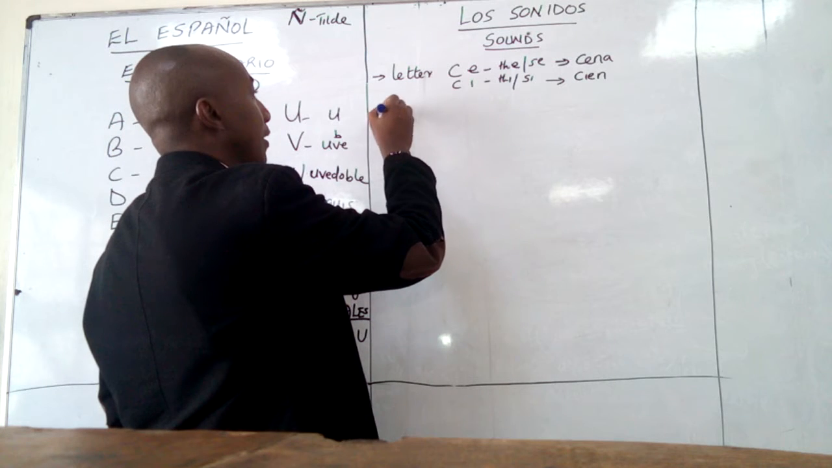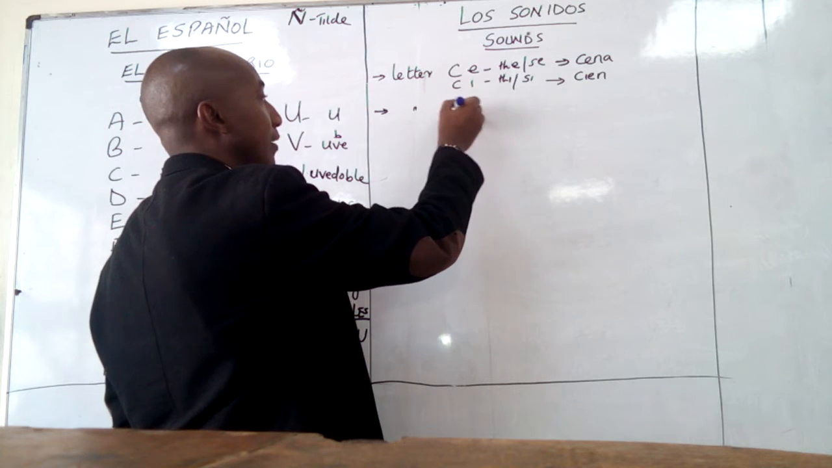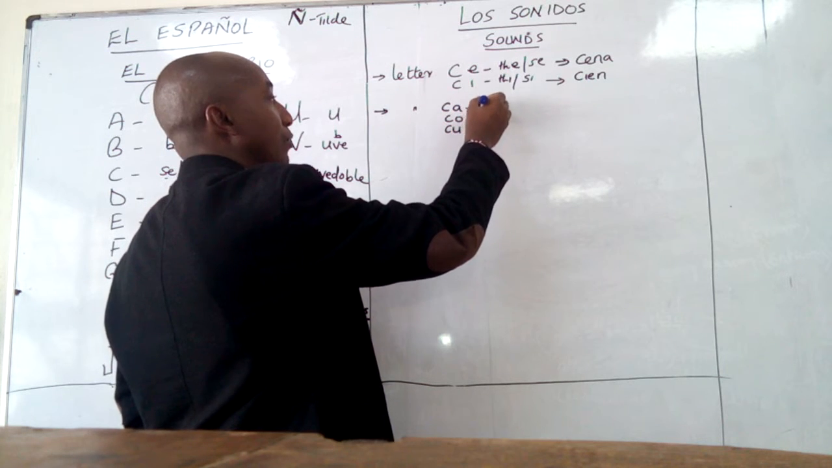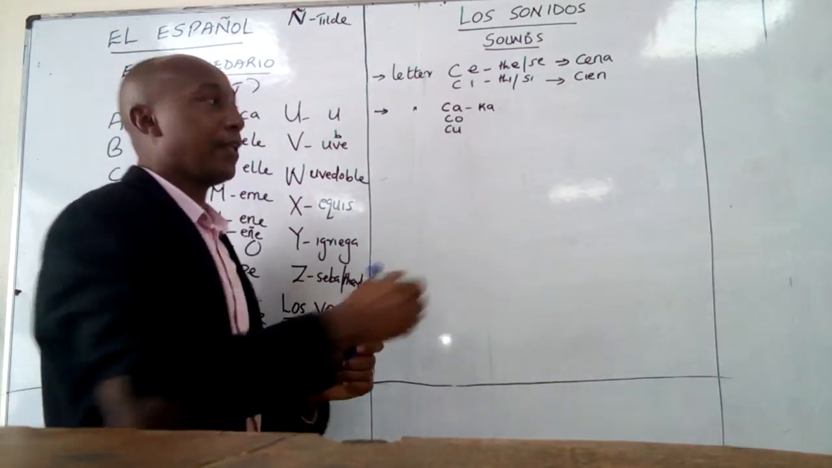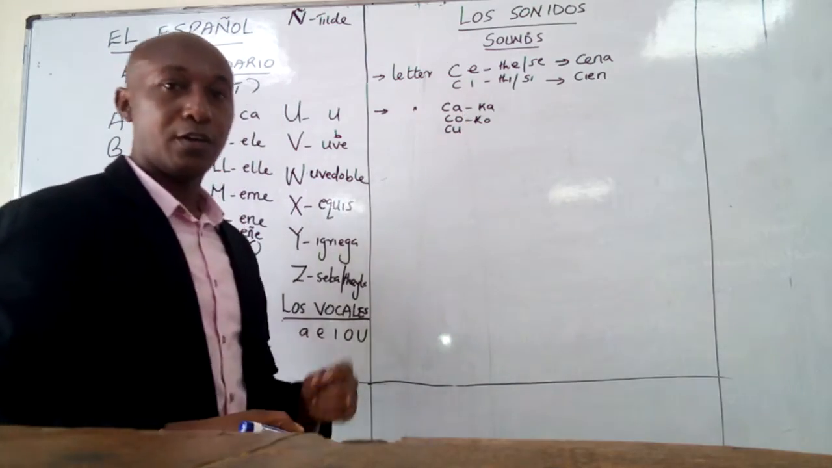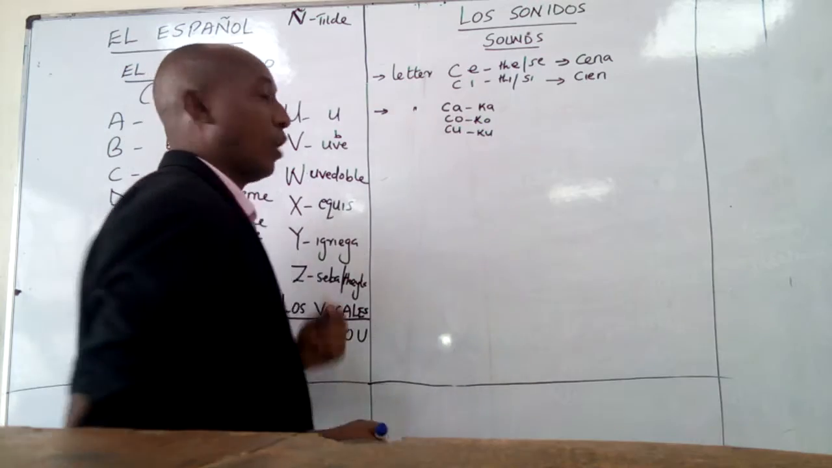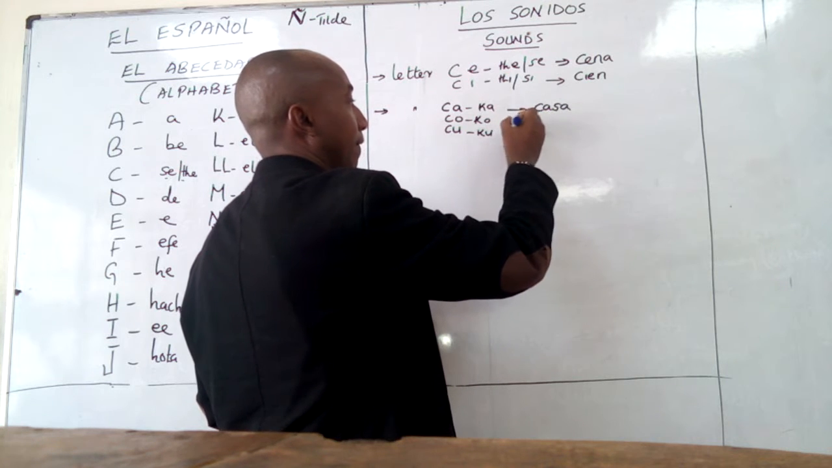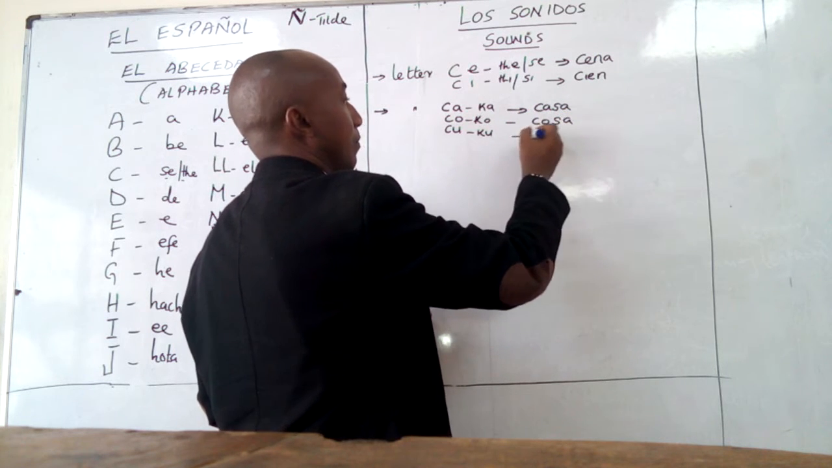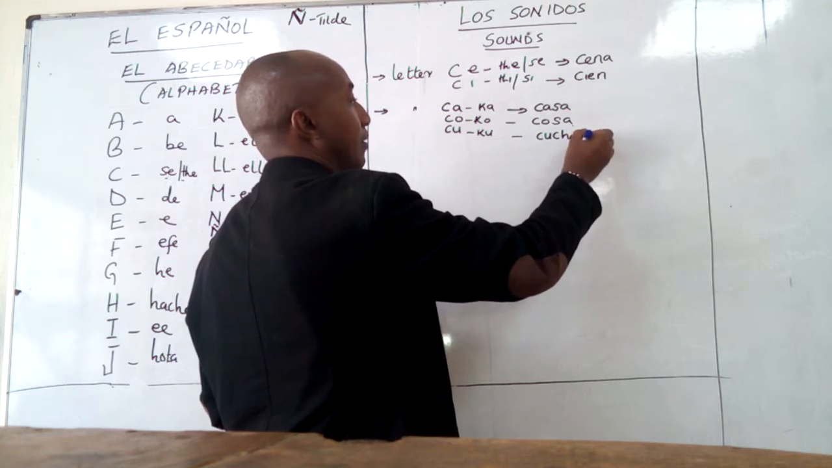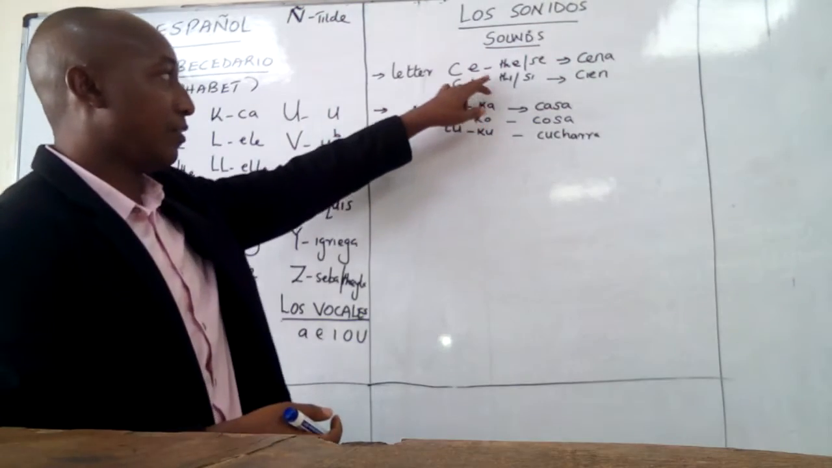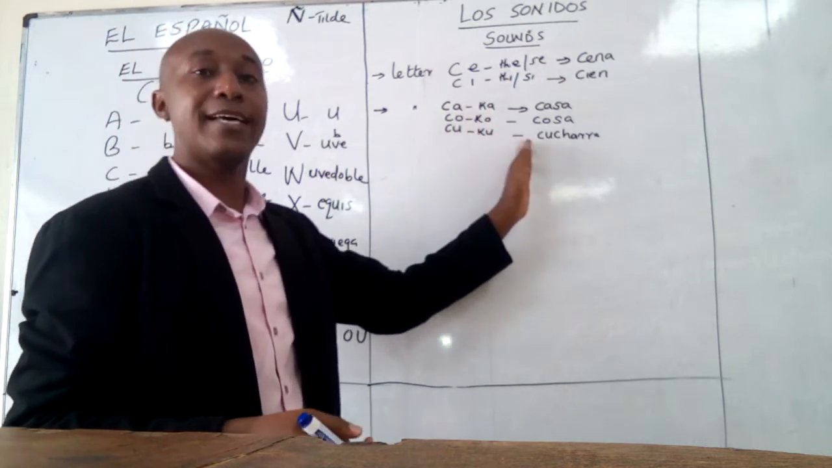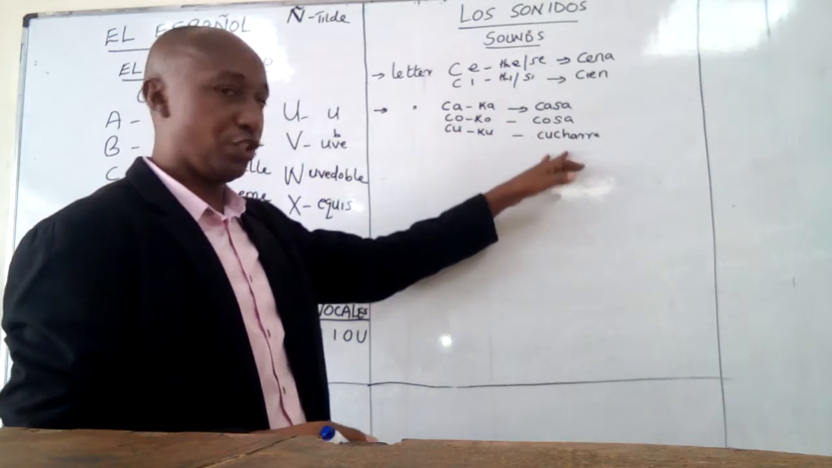Then letter C followed by A, O, and U. We're going to have a K sound, meaning that this one becomes Ka, this one becomes Ko, and this one becomes Ku. So I'm going to have, let's say, casa, coso, and cuchara. See, so the first two, we take a TH or S sound, but these three are going to have what we call the K sound. So coso, casa, and cuchara.